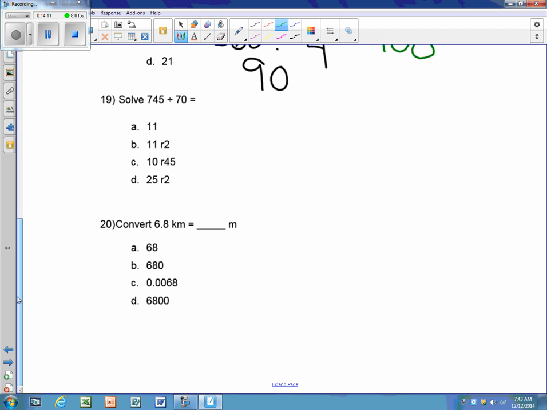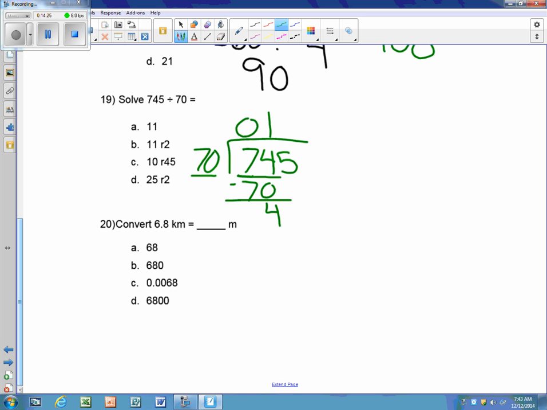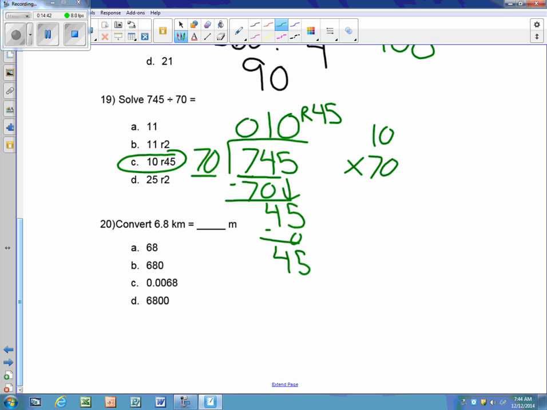So now solve 745 divided by 70. 70 cannot go into 7, but it can go into 74 one time. 70 cannot go into 45, but I did bring a number down, so since it can't go in, I have to say it goes in 0 times. And my remainder is 45. So my answer is C. Now, of course, we could always do this on the side to check. And it matches. So that tells me that I most likely am correct.